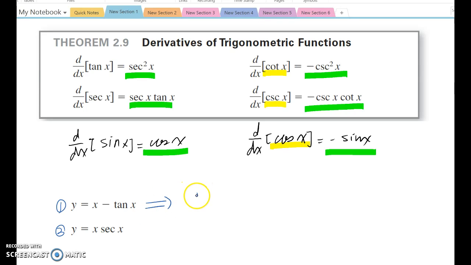In this case, dy over dx. The derivative of x becomes 1. Now what is the derivative of tangent? Tangent is not the C family, so you don't change the sign. So just minus. Tangent means secant square x. So that should be the answer.